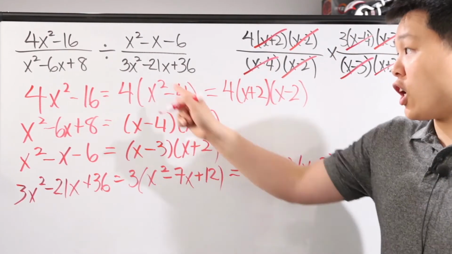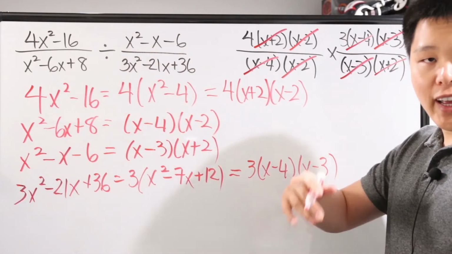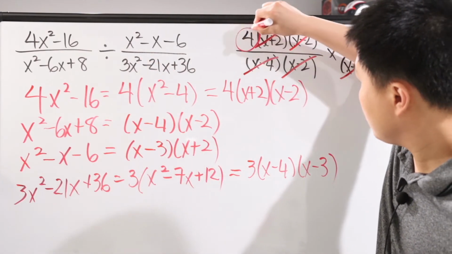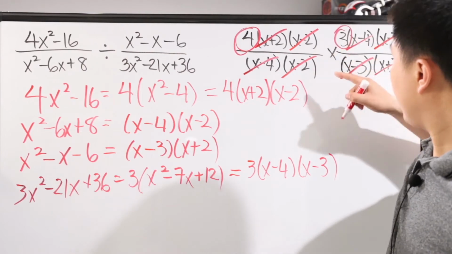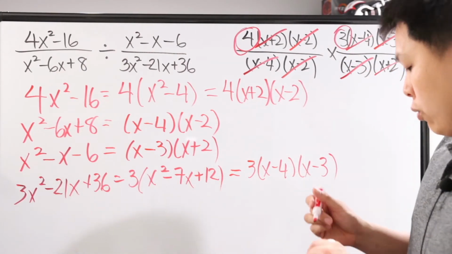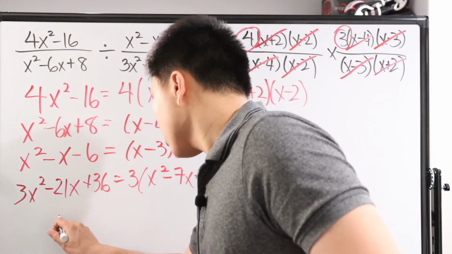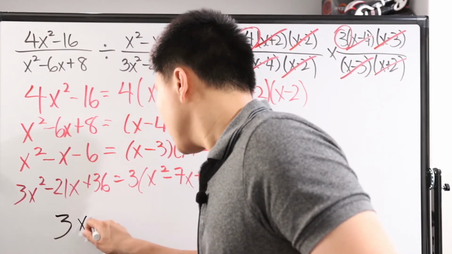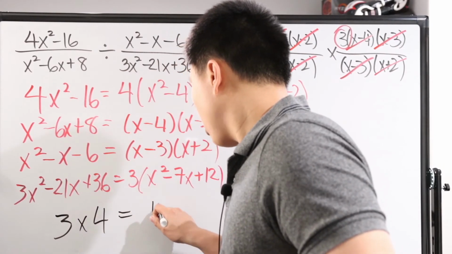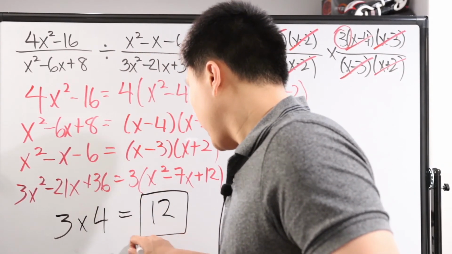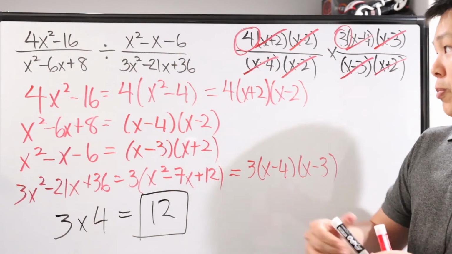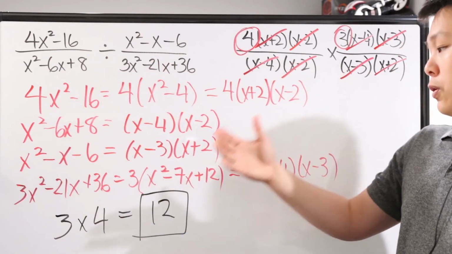So notice this complicated thing, after factoring and canceling, just gives us these two numbers that we have to work with, a 4 and a 3, and it's a multiplication. So in the end, the final answer is 3 times 4, which gives us 12. So this is our final answer. Complicated, now super simple, right?